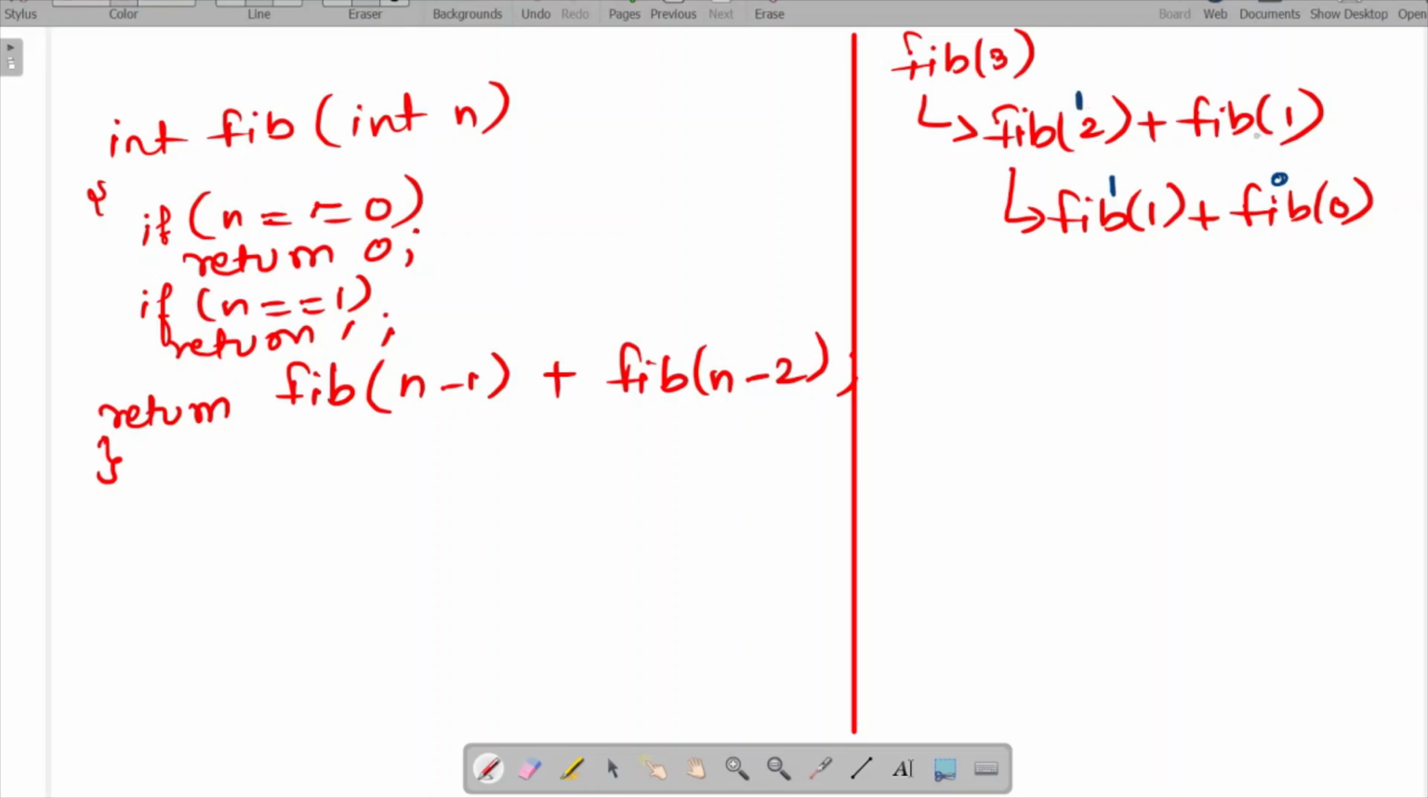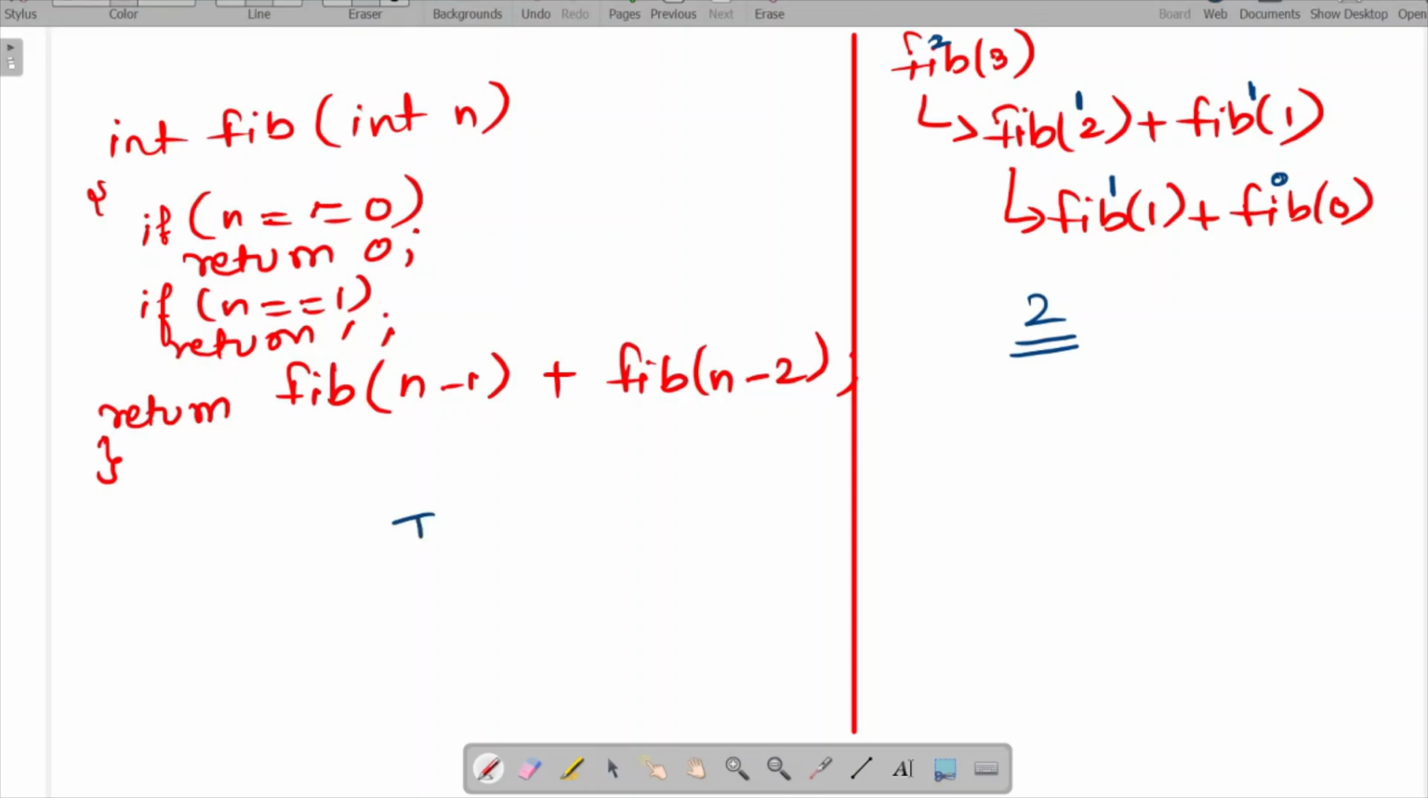Now fib 1 will be checked. Fib 1 will simply return 1 because n value is 1. And now since both of them have returned their values, 1 plus 1 will be 2. So fib 3 will return its value as 2. So the answer we got will be 2.